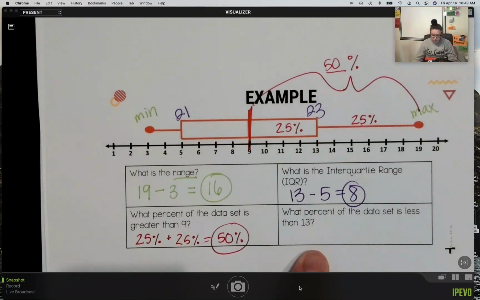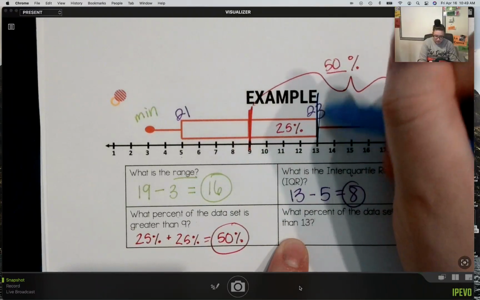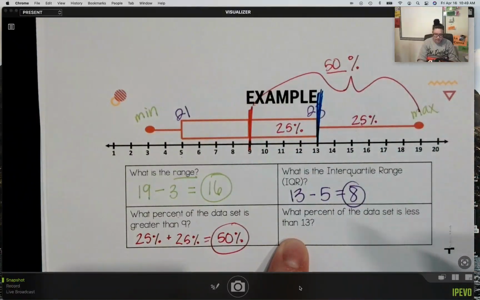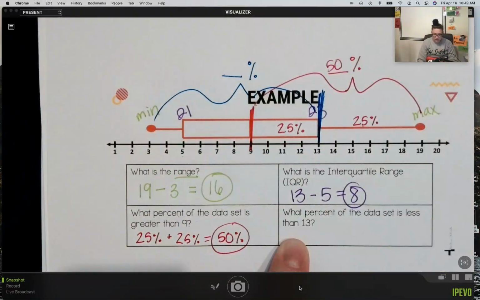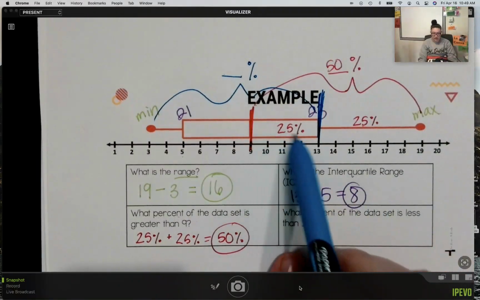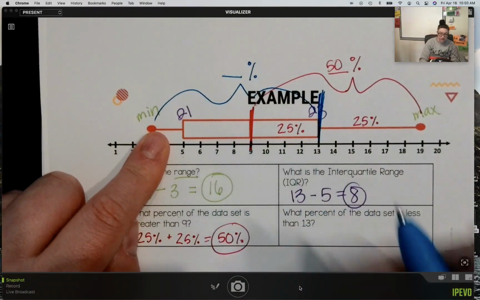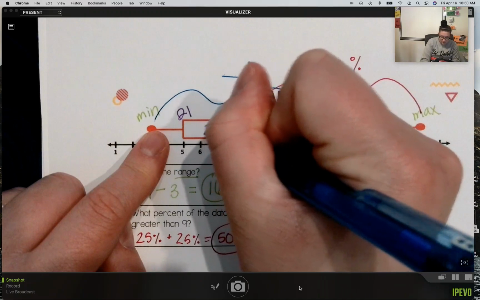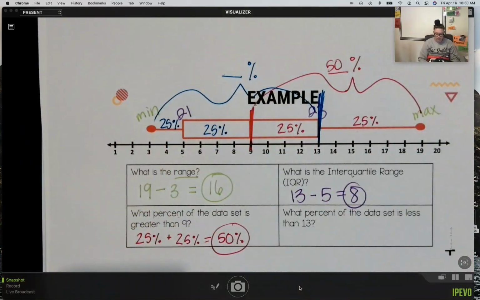And the last question, what percent of the data set is less than 13? So here again, I've got to find a number. I'm looking at 13, and I want to know what percent of my data is less than 13. I know this section's 25. The other two are still 25. Every piece of my data set has 25% in it.